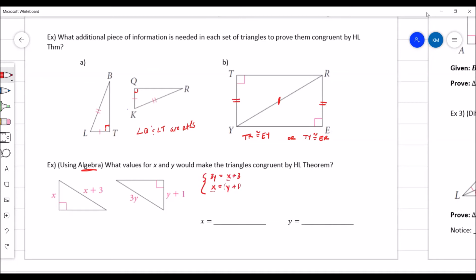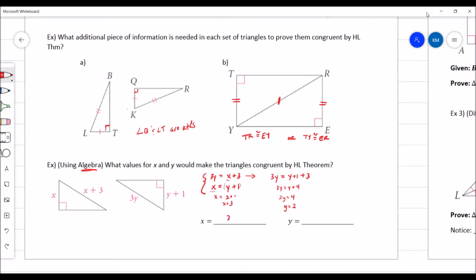I'm going to rewrite this first equation as 3y equals, instead of x, I'm substituting y plus 1, plus 3. Now I can solve this one. So I have 3y equals y plus 4. Subtract y from both sides, 2y equals 4. Y should equal 2. Now that I know that y equals 2, I can substitute this into this equation. X equals 2 plus 1, or 3.